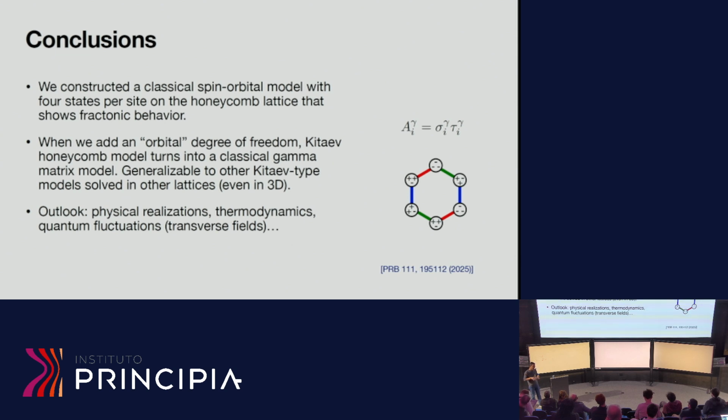And of course, it will be interesting to add quantum fluctuations because I start with these gamma matrix like models, classical models. You can add the transverse fields. The Rabi frequency term that I mentioned before will really be like a transverse field, and you can talk about the quantum phase transitions in this kind of setting as well. So with that, I'll stop here and thank you for your attention.